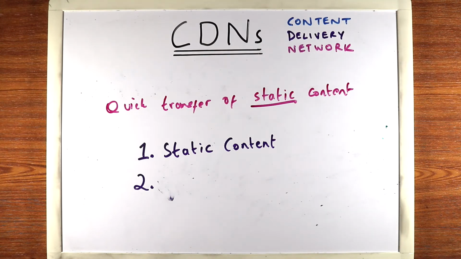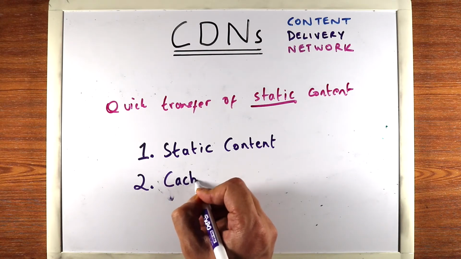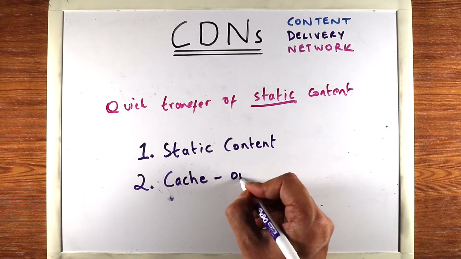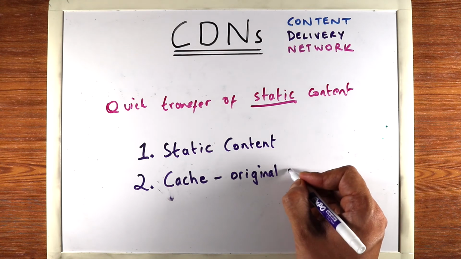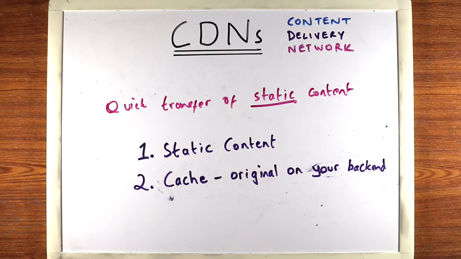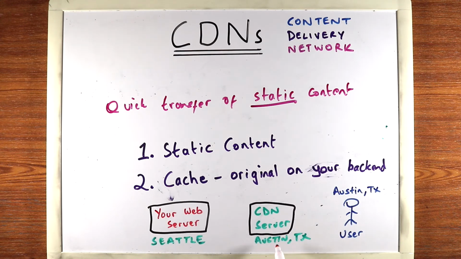The second thing to note here is that it is used as a cache, right? So the original item should be stored on your web server, right? Or on your web backend somewhere. What the CDN server will do is that, let's say you have a CDN server in Austin, Texas, right? The user is in Austin, Texas. This is the closest CDN server there.